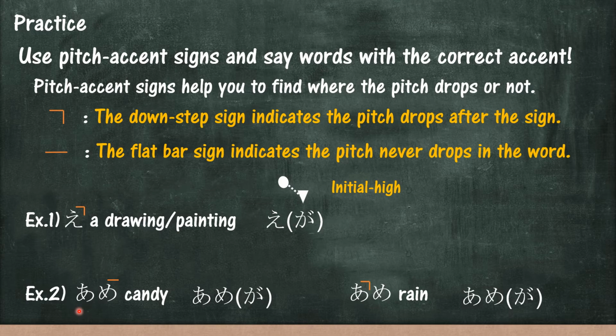So let's say it. 雨、雨、雨が、雨が. Flat. And rain, 雨、雨、雨が、雨が. Initial high.